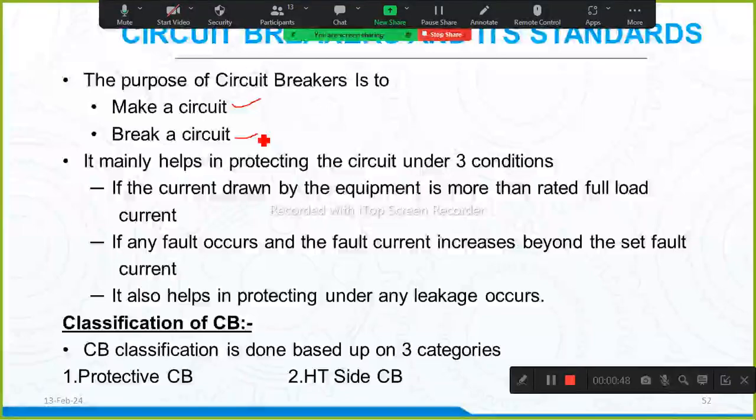Now it mainly helps in protecting the circuit under three conditions. What are the three conditions? The first condition: if the current drawn by the equipment is more than the rated full load current, it will get tripped.